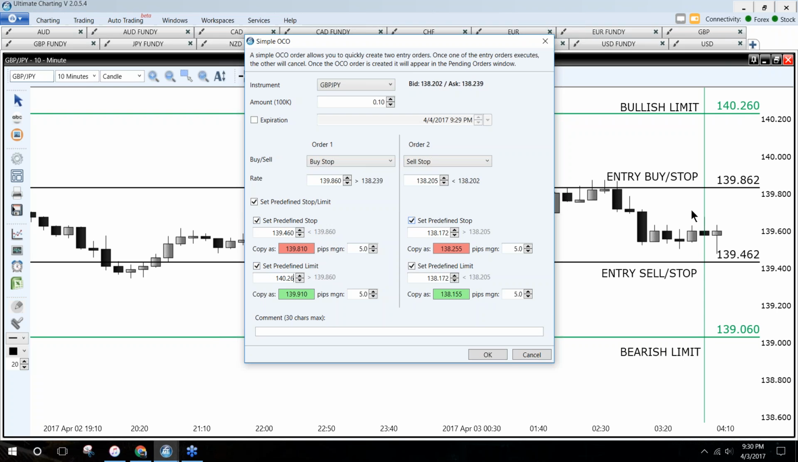For the sell, though, I went at 139.46 for the entry sell. Okay, for the entry sell, 139.46. Good. I want to make sure I didn't have it backwards. 139.46. Stop loss price, 139.86. And the bearish limit price down there, 139.06. Okay, and then when I clicked on OK, I ended up with that straddle in place.